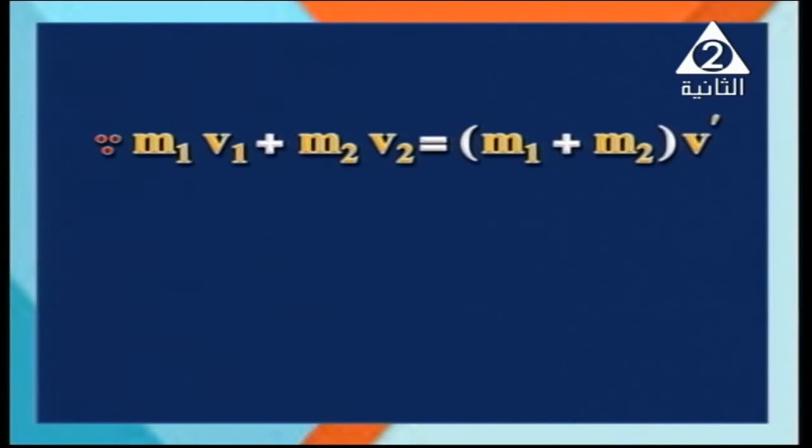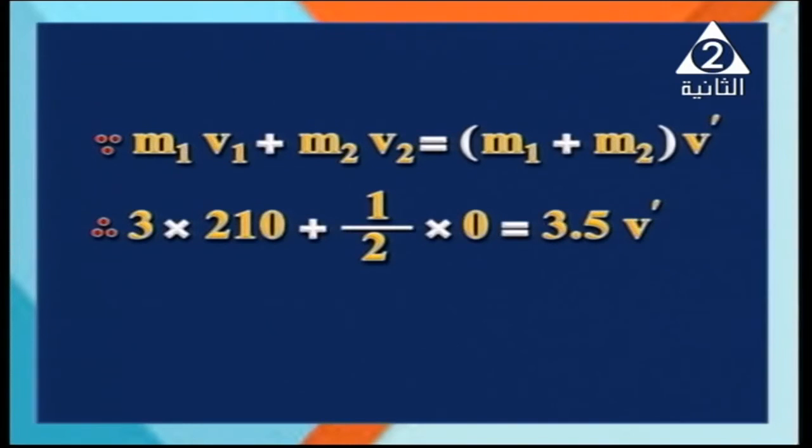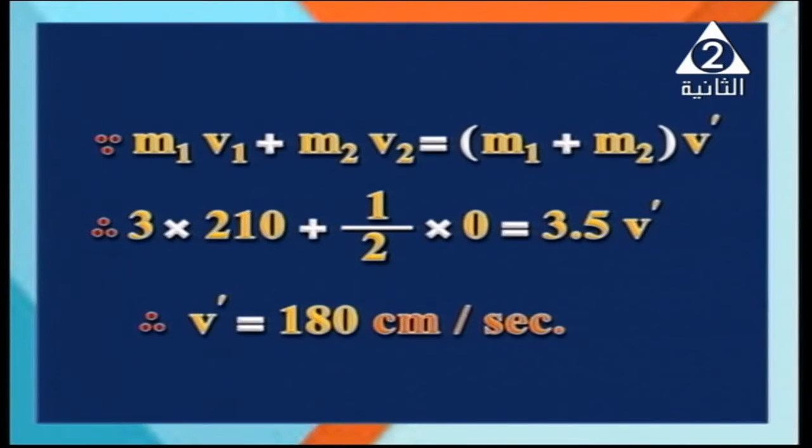My dear student, look at the solution of this example. We know that M1 V1 plus M2 V2 equals M1 plus M2 inside bracket V dash. Don't forget, V dash is the common velocity. Then M1 is 3, V1 is 210, M2 is half, V2 equals 0, equals the sum M1 plus M2, 3.5, V dash. The common velocity V dash equals 180 centimeter per second.